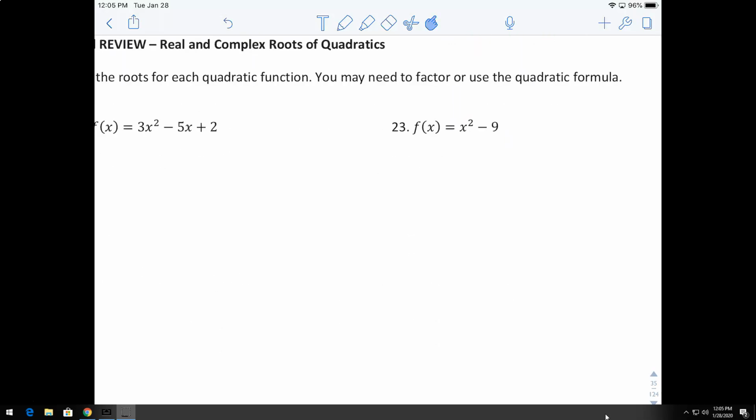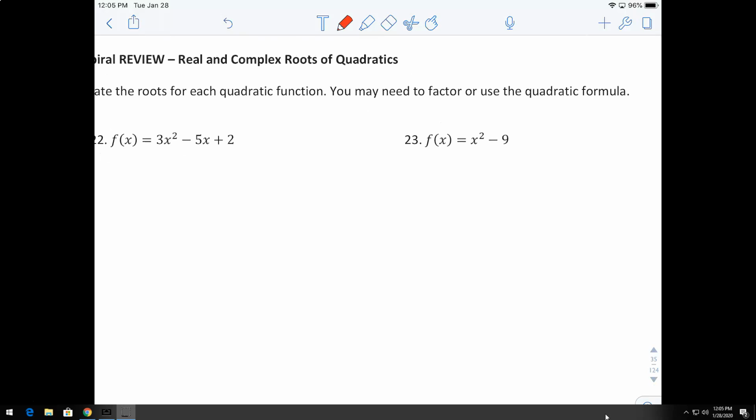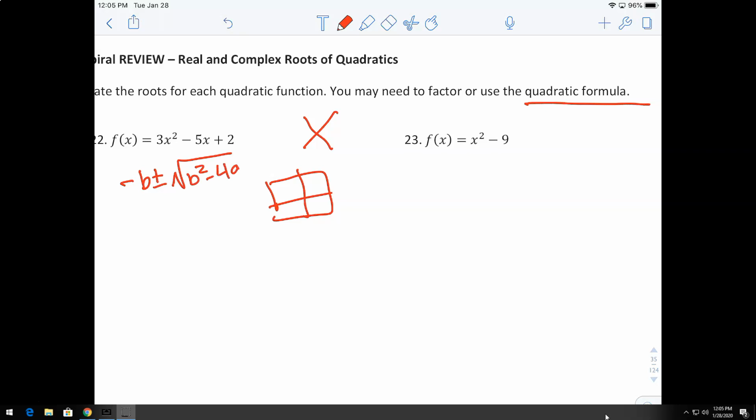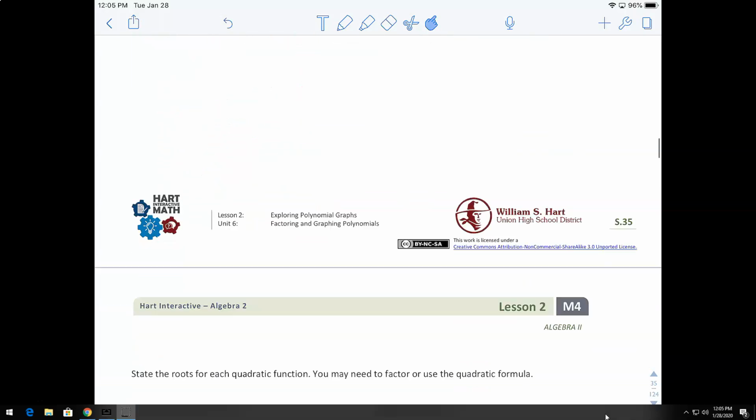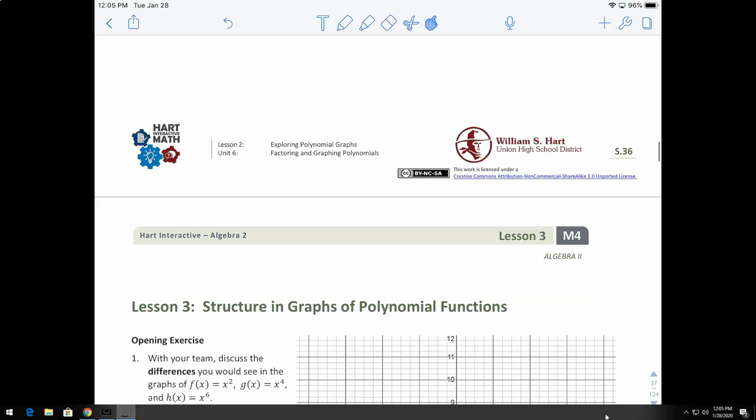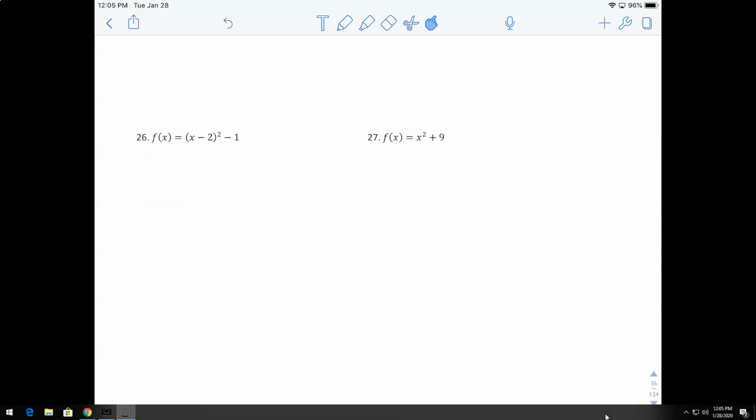Then it wants you to find the roots of this. This means you do the x in the box, or you do the quadratic formula, which is negative b plus or minus the square root of b squared minus 4ac all over 2a. You are doing everything all the way up to page 36.